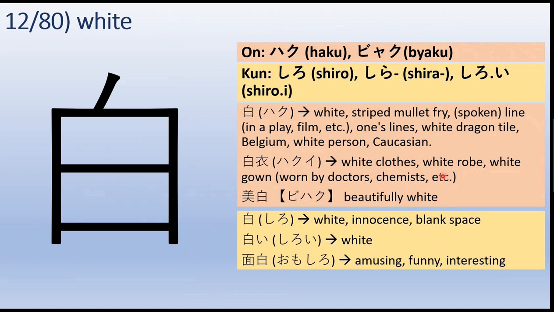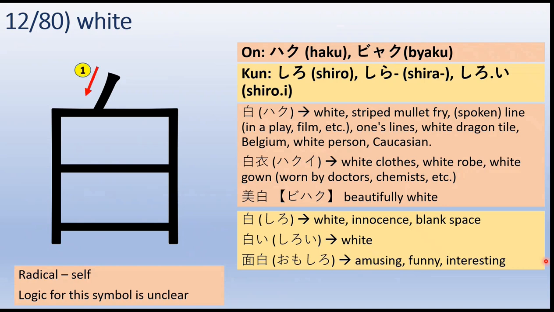And we have omoshiro. This is omoshiro, which means amusing, funny, or interesting. It is a radical by itself, and unfortunately, the logic for this symbol is still unclear. There are justifications, but there is nothing concrete about the selection of this symbol to represent white. This is the stroke order.